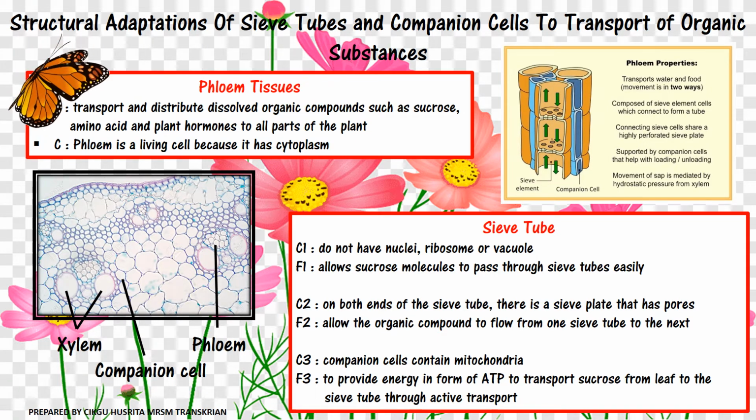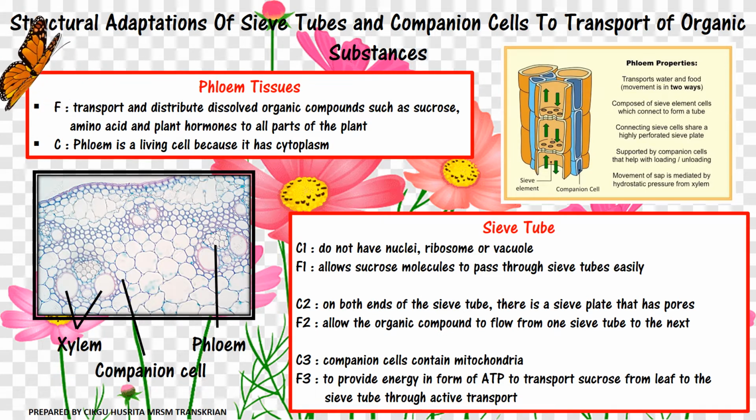So the function of the sieve plate is to allow the organic compound to flow from one sieve tube to the next. Alright, and then the third characteristic of the sieve tube: it has a companion cell which contains mitochondria. As we know, mitochondria is the organelle used in cellular respiration to produce energy.